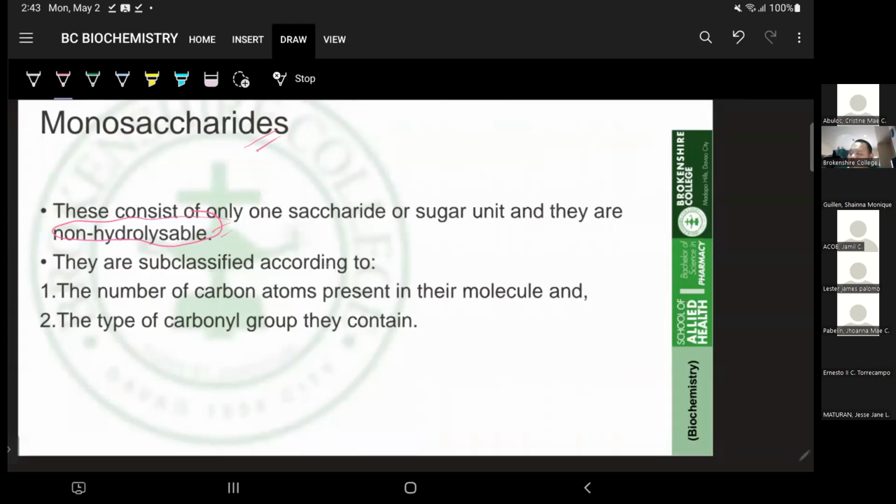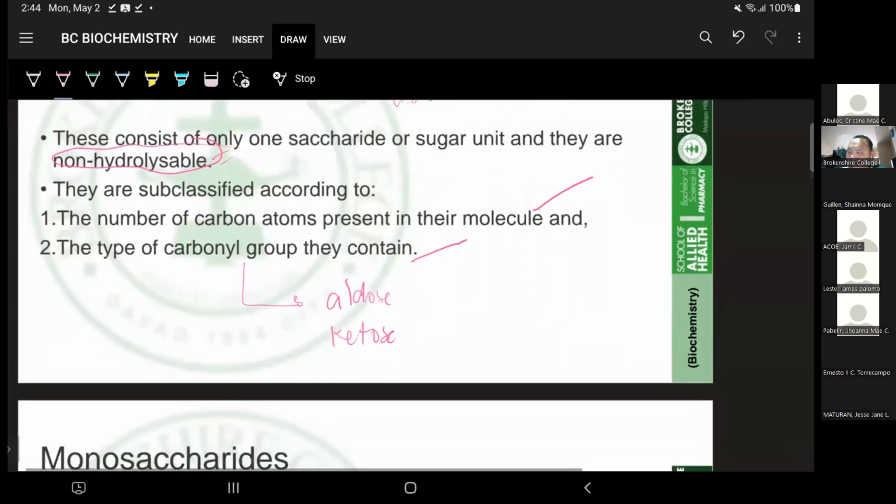They are subclassified according to the number of carbons present in the molecule and the type of carbonyl group that they contain. Based on the number of carbon atoms, we have your trioses, pentoses, hexoses, heptoses, and so on, based on the number of carbons of your carbohydrate. On the other hand, based on the presence of a carbonyl group, we classify them as aldose or keto sugar. Do you follow, students? Yes, sir. Okay.